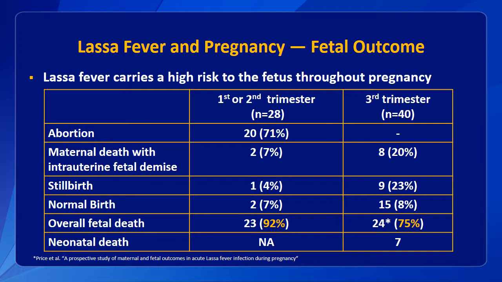Here is a table of fetal outcomes by pregnancy trimester for one hospital in Sierra Leone. As you can see, Lassa fever carries a high risk of fetal death throughout pregnancy. In this study, the overall fetal death rate in the first or second trimester of pregnancy was 92%. The overall fetal death rate in the third trimester of pregnancy was 75%.